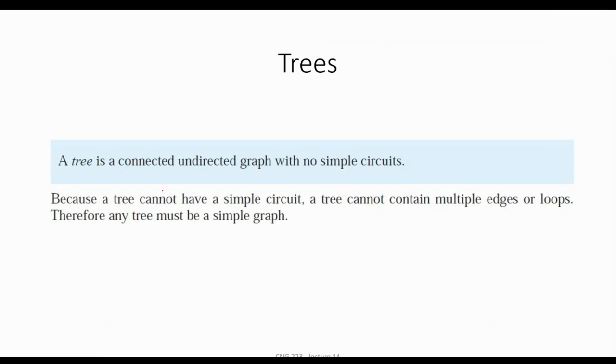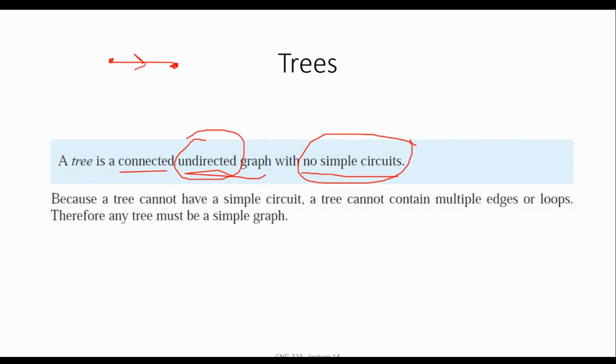So what is a tree? A tree is a connected, undirected graph with no simple circuits. For circuits, I will show you in an example. You already know what we mean by an undirected graph. It means that you don't have any direction from one vertex to another. It just shows that two vertices are connected. There is no arrow like this on an undirected graph.